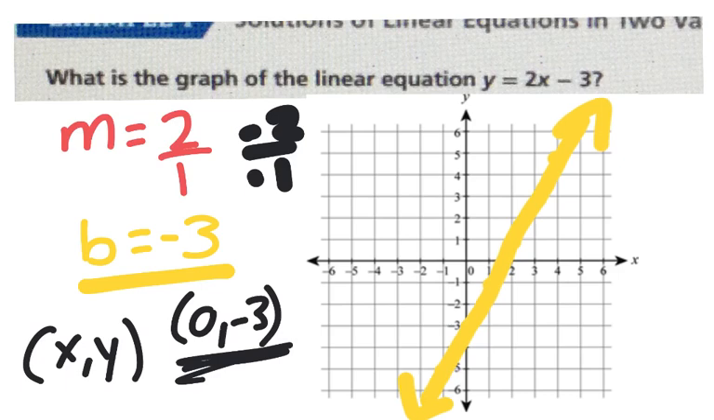Now what we are working on here is picking points that make the equation true. So let's pick a point here that's on my line. Right here was a point. I'm going to pick that. That's the point 3, 3.